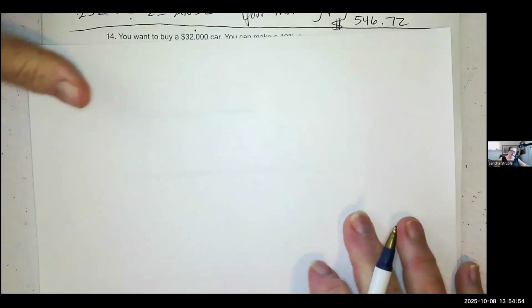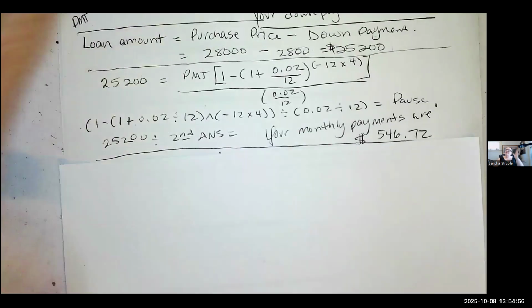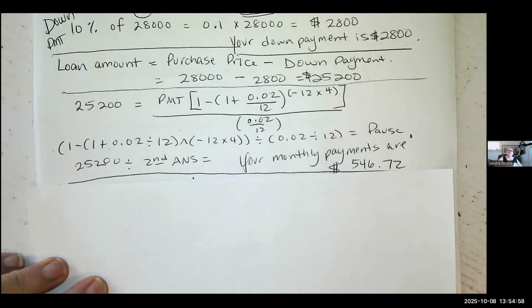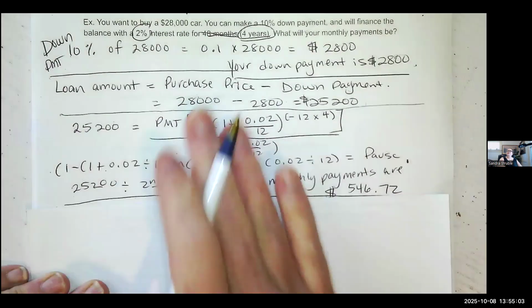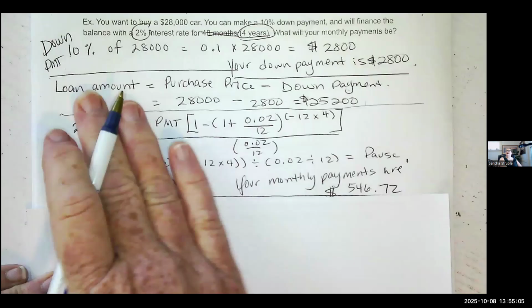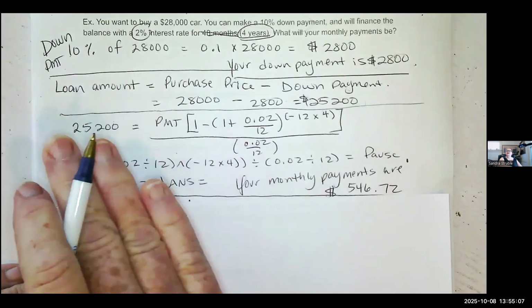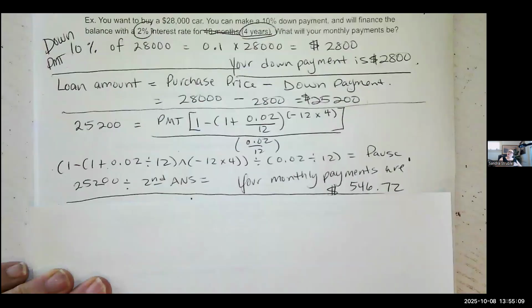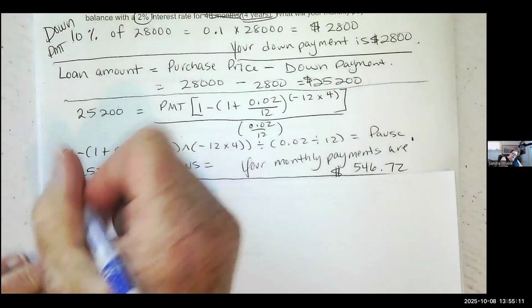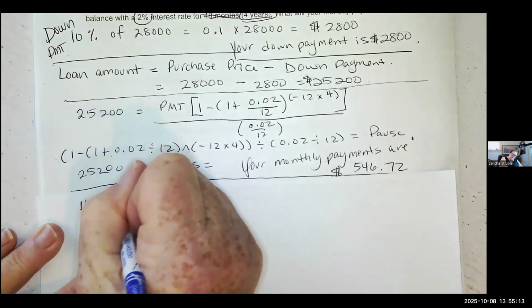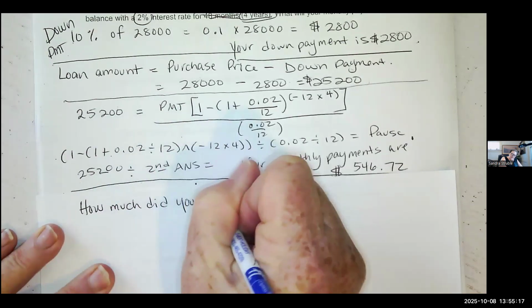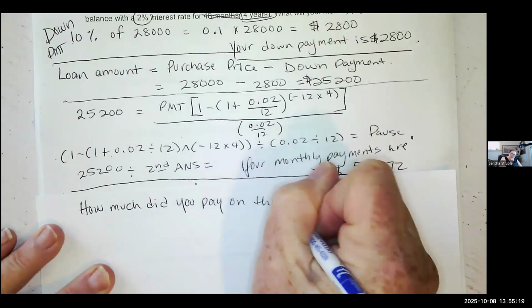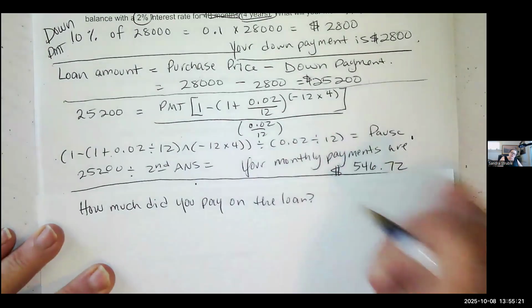I want to come back to this last one before we do this, because there's going to be more to this on the exam. Yes, I'm going to ask you to find the down payment. Yes, I'm going to ask you to find the loan amount or the purchase price, well, both. You're going to find the loan amount. You're going to have to find the payment amounts. And then I want to know, how much did you pay on the loan? And how much did you pay for the car?